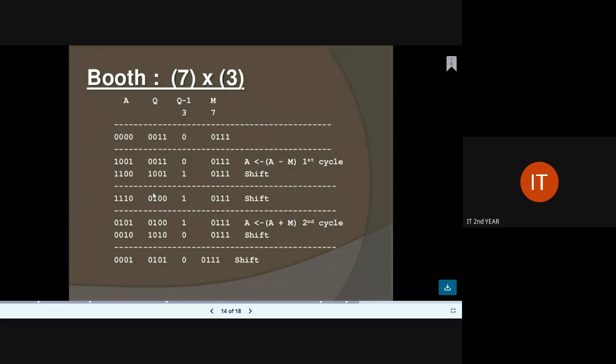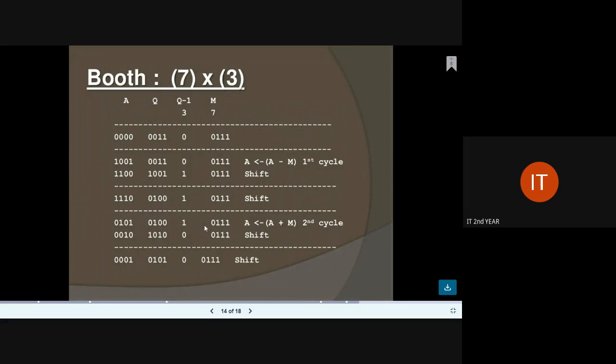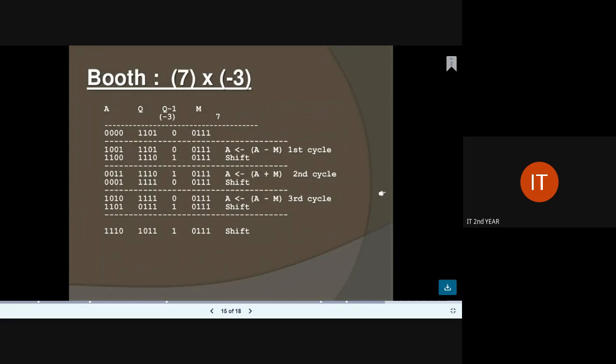After shifting, we do the next cycle. In the next cycle, q naught and q minus 1 value is 1 0. Whenever 1 0 is coming, we will be doing a tends to a plus m. This is the second cycle, and we decrement the value. Next cycle doesn't end, so we move on to the next cycle. Here 0 1 is coming, so a tends to a minus m. After shifting, we get a tends to a plus m, because 1 0 is coming.